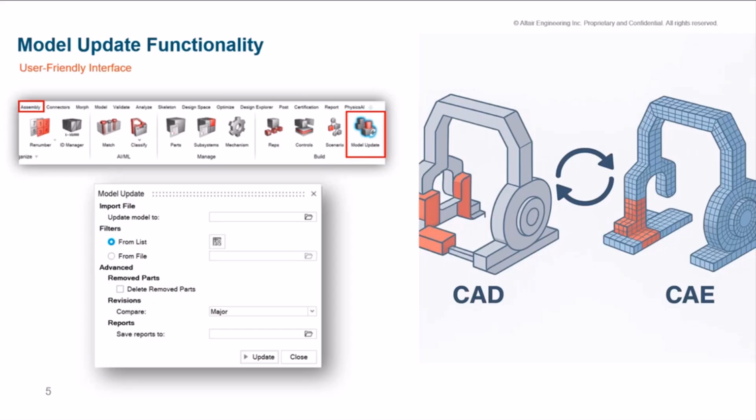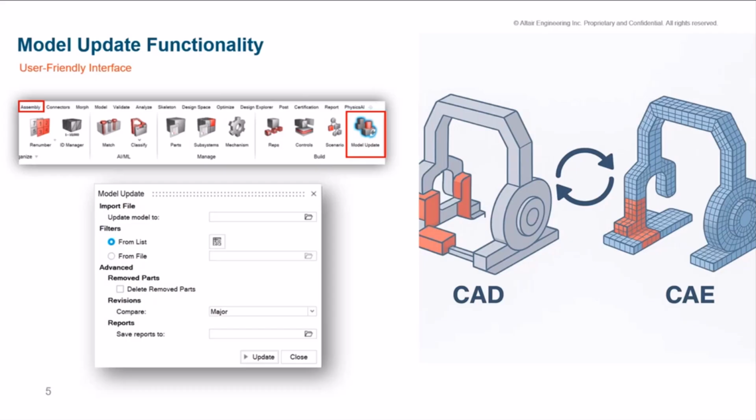Using this tool, a user can use a predefined filter list or use an external file to filter some parts, offering flexibility for managing different update strategies. Moreover, users have the option to automatically delete the parts that have been removed, and this ensures that the model remains clean, organized, and up to date.